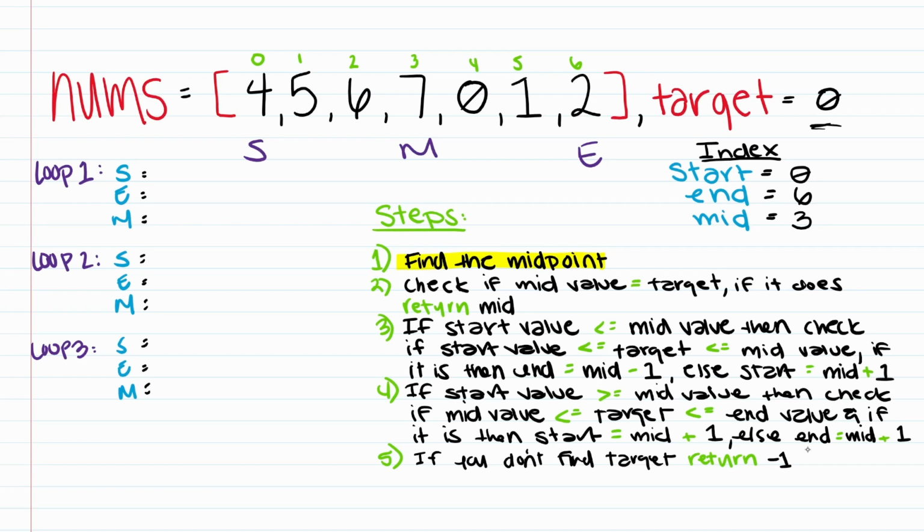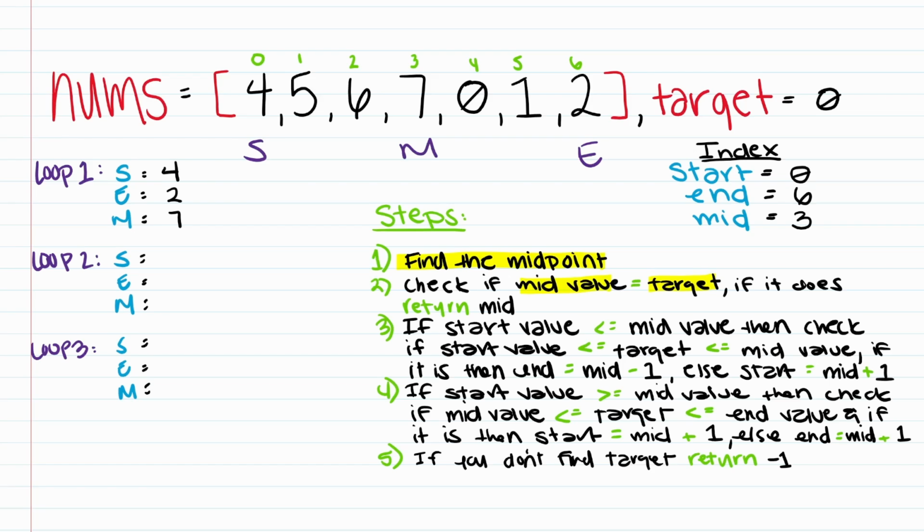So our target is an actual value that we're going to be comparing against. So here, values, here, index. Now that we found our midpoint, we can actually add these over to the side here. These are going to be, and as I said, these are values. So this is going to be 4, 2, and 7. And we're going to check if the mid value is equal to our target.